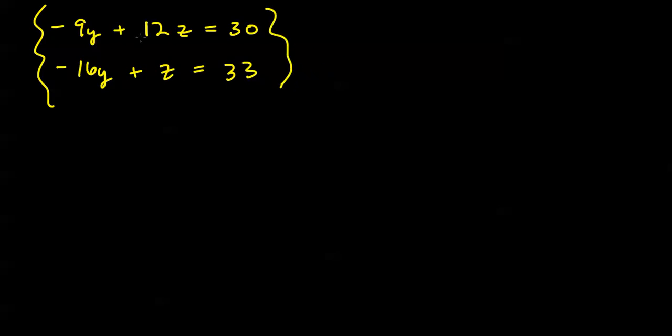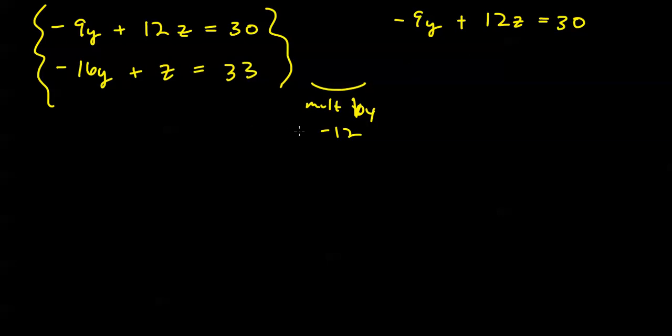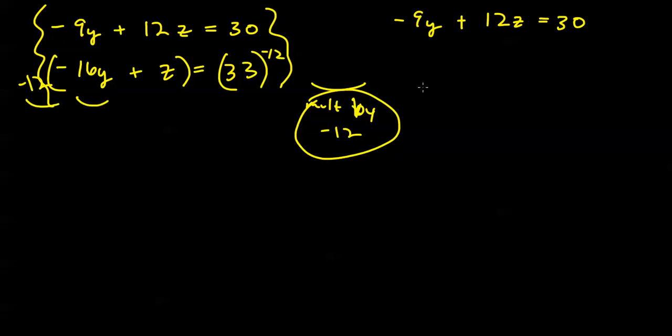Well, I think I'm going to leave the top equation alone and multiply the bottom equation by negative 12, because if I multiply the bottom equation by negative 12, I will be able to easily eliminate the z variables. Okay? So the top equation I'll leave alone. The bottom equation, I'm going to multiply by minus 12. Now you need a calculator here. Multiply all terms, both sides, by negative 12. Negative 12 times minus 16y is plus 192y. So this one's a little tougher. These numbers are a little more cumbersome.